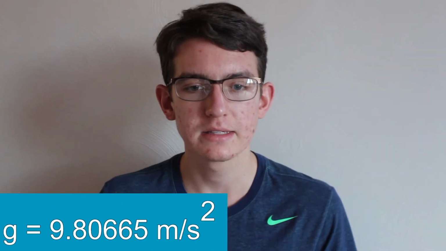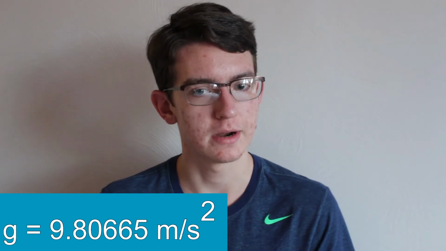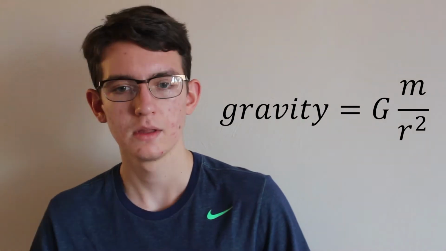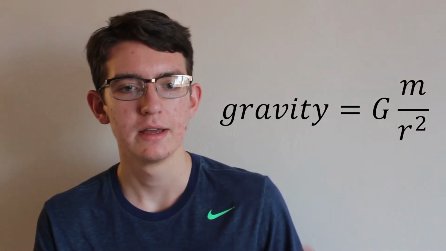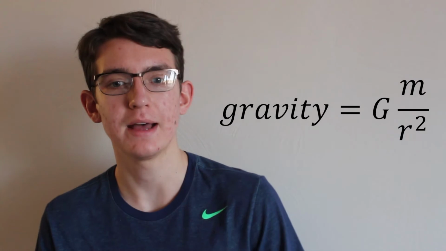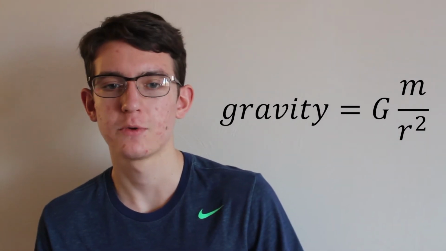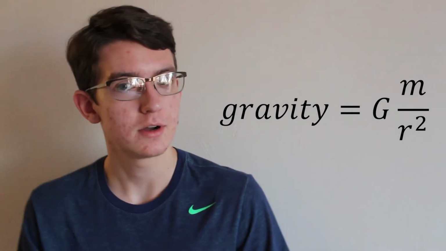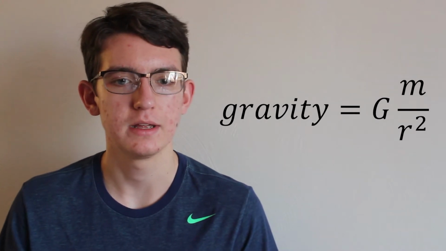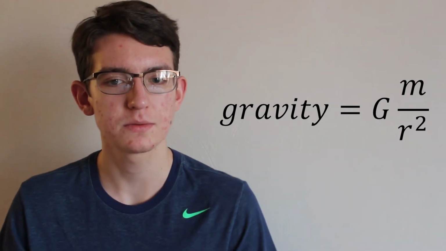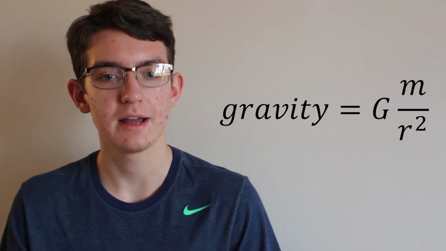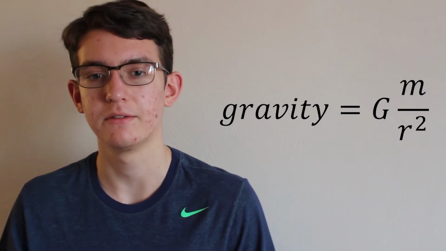The accepted value for gravity, as I said earlier, is 9.80665 meters per second squared, and that's all according to Wikipedia. But one way to calculate the force of gravity on Earth is to use Newton's law of universal gravitation. The formula is this: the acceleration due to gravity is equal to the gravitational constant times the mass of an object over its radius squared. The gravitational constant is a constant that has been verified by observation and experiments and is used by Newton and Einstein for different theories and laws that involve gravity.